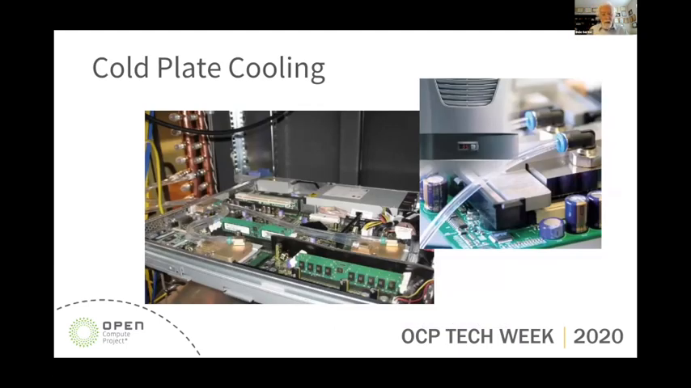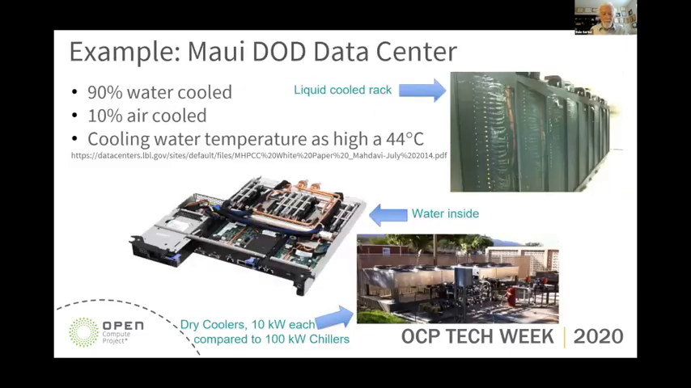The next technology we're going to look at is cold plate cooling. Here we have an example at the Maui Department of Defense Data Center where the system is 90% water cooled, 10% air cooled, and we can cool with temperatures as high as 44 degrees C. The dry cooler consumes about 10 kilowatts, which would compare to about 100 kilowatts had this data center been cooled with a chiller.